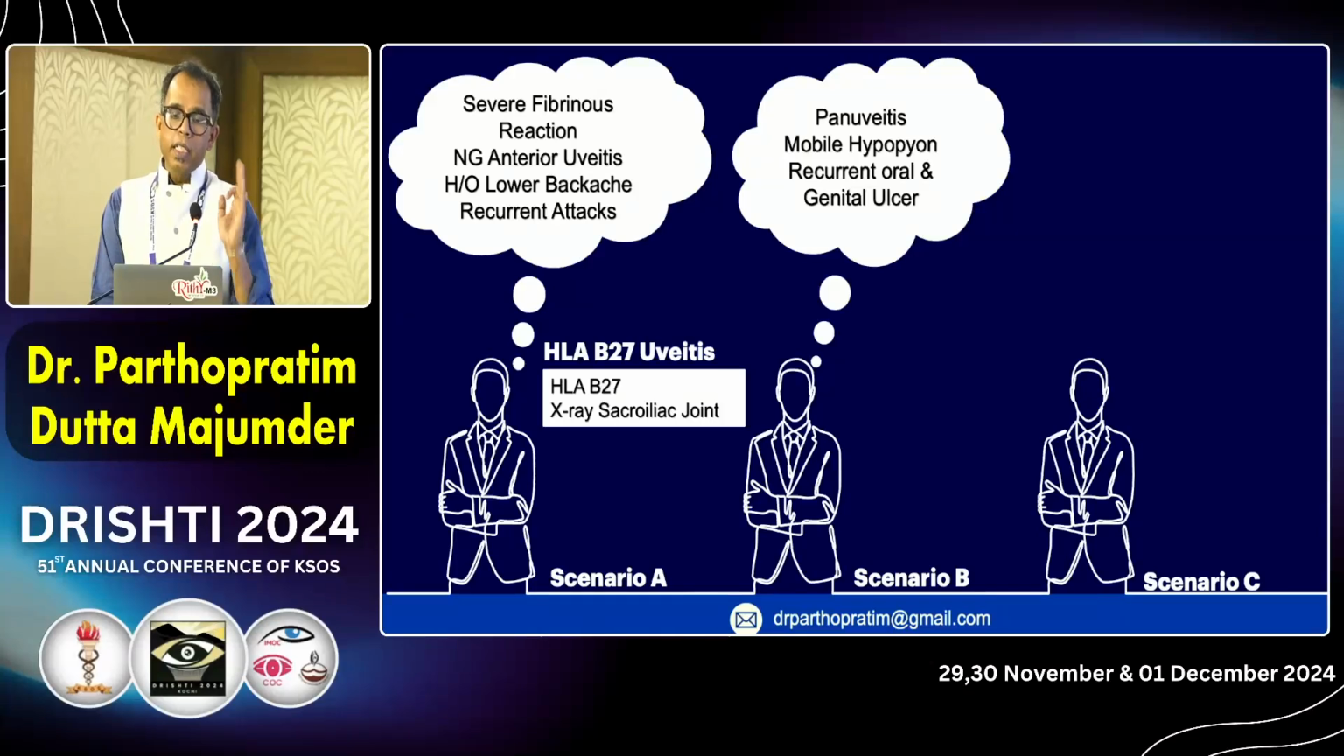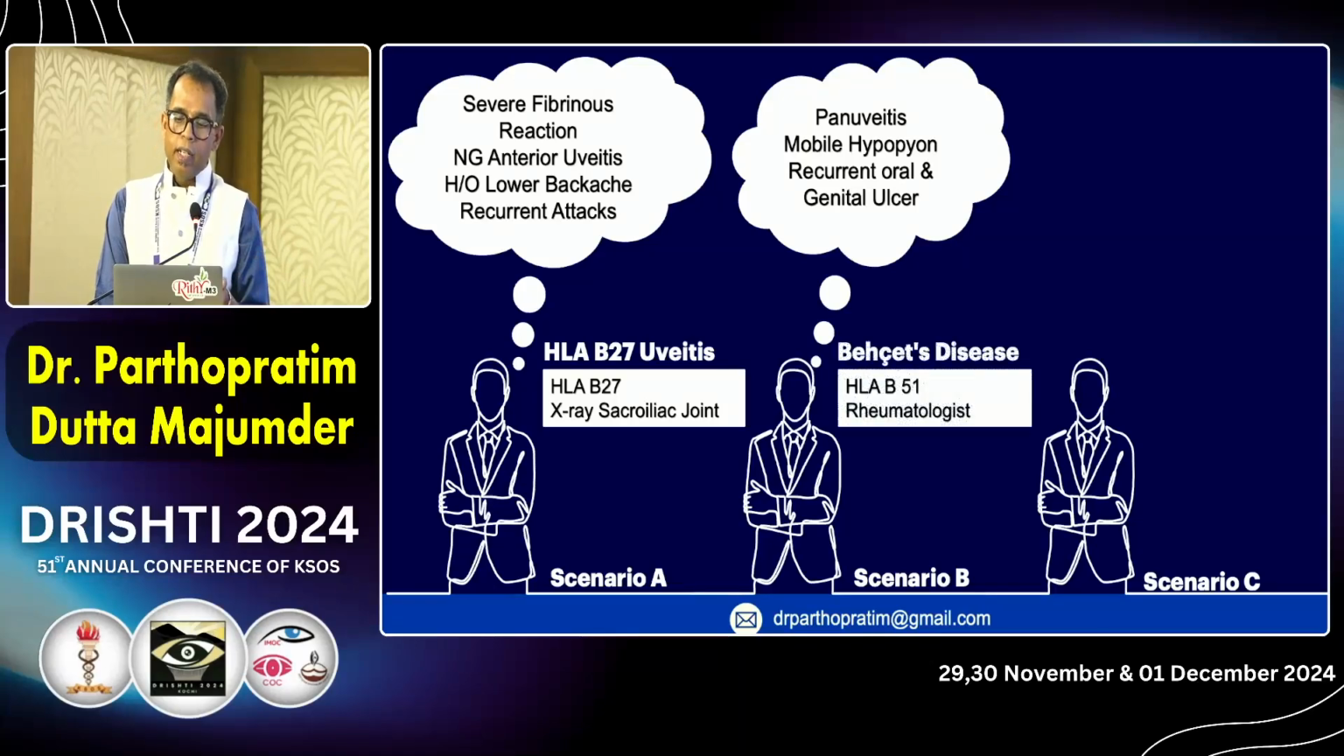Now assume the second condition, the second patient has a panuveitis, with mobile hypopyon, and also gives a history of recurrent oral and genital ulcers. Then in that patient, no need to order HLA-B27. Here we'll directly order HLA-B51 and send the patient to a rheumatologist because we are suspecting Behçet disease.